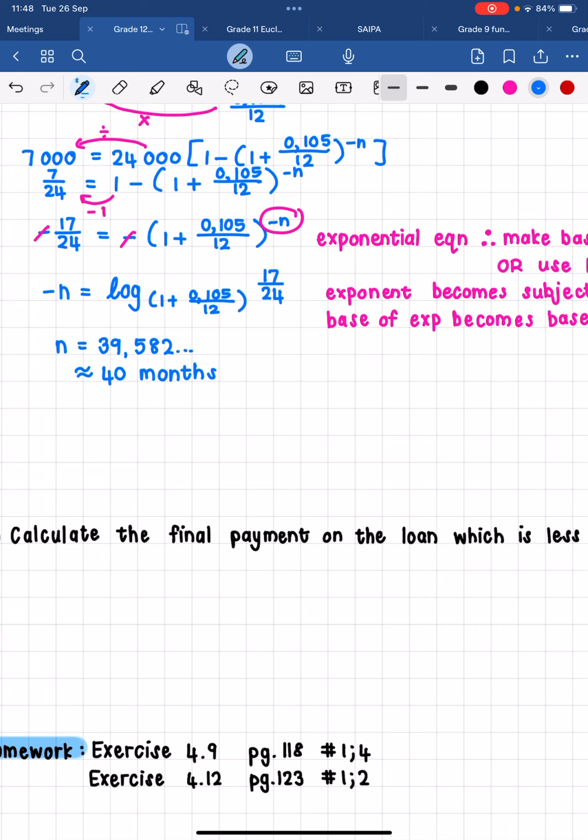Now this is actually 39 full payments and one smaller payment. And in the next question, we are going to calculate how much that smaller payment is.